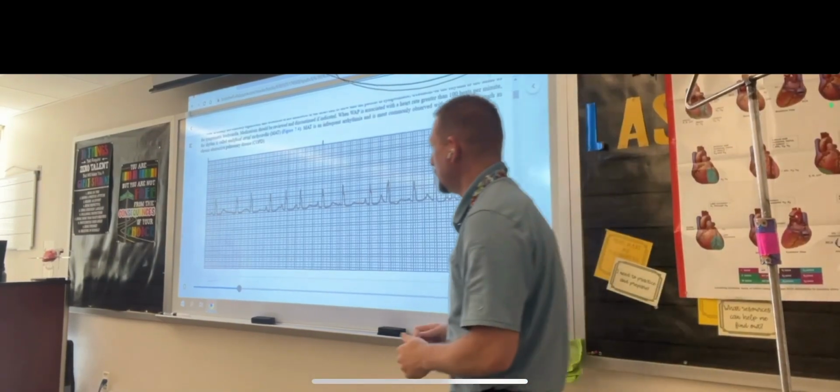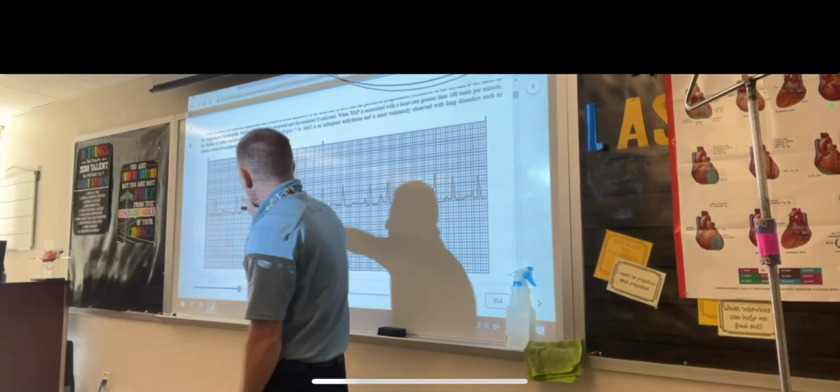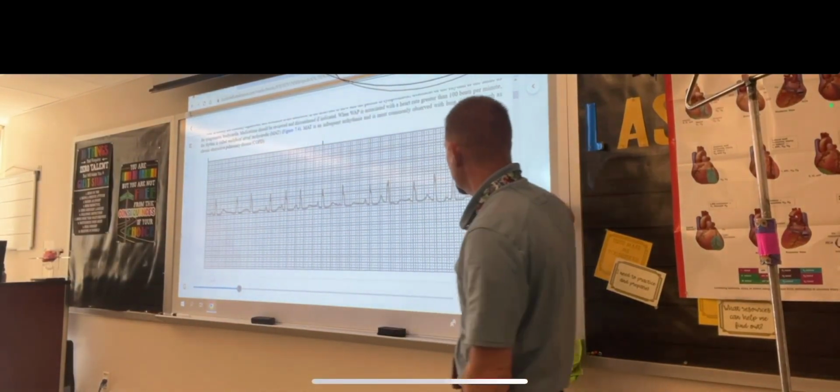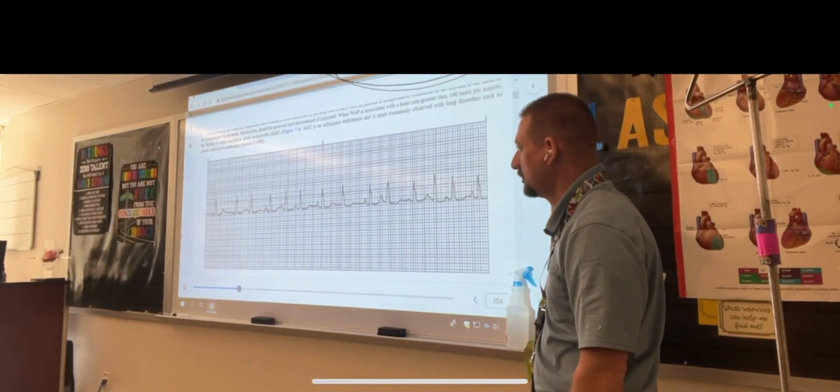So we're going to try to seek to identify these. Why is this not a sinus rhythm? There's kind of P waves here.